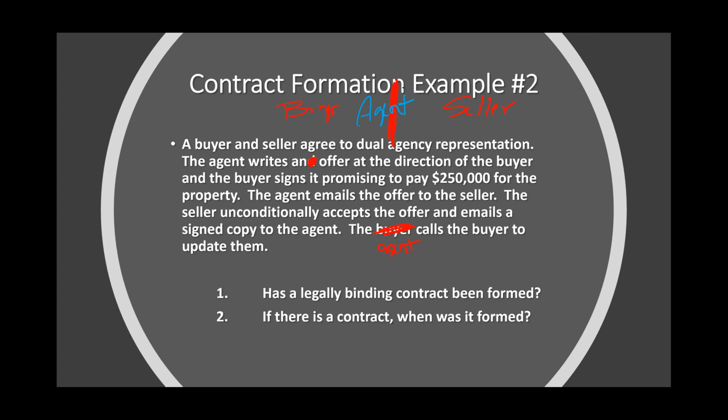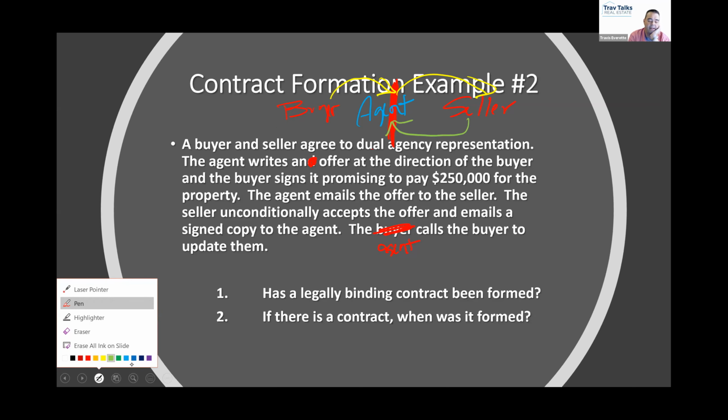Buyer and seller agree to dual agency representation. The agent writes an offer at the direction of the buyer, and the buyer signs it, promising to pay $250,000 for the property. So the buyer makes an offer and gives it to the agent, right? The agent gives it to the seller. Does everybody agree with that? The seller unconditionally accepts the offer and emails a signed copy back to the agent. Everybody good with that?